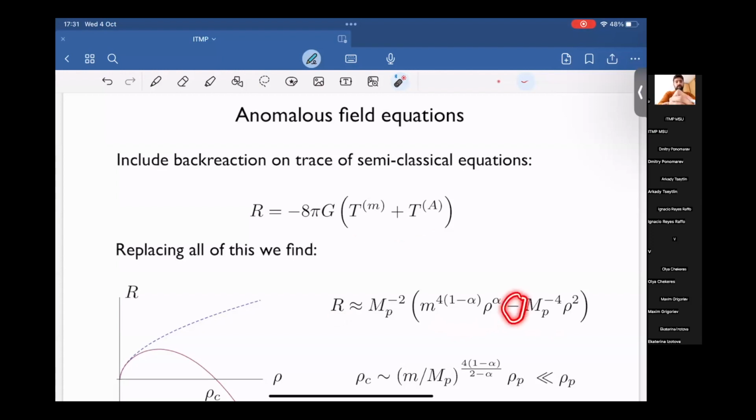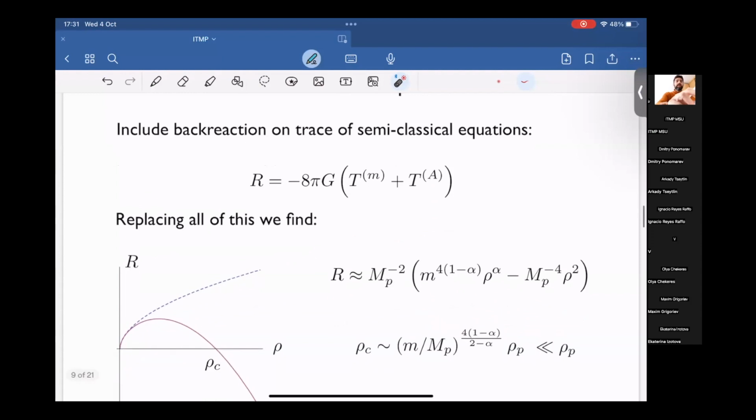Because this sign over here, which is a minus, is fixed from the sign appearing in the conformal anomaly. So you cannot change that sign. This sign is completely fixed, meaning that the contributions to the Ricci scalar of the anomalous terms contribute with a negative sign. And that is a negative definite contribution.